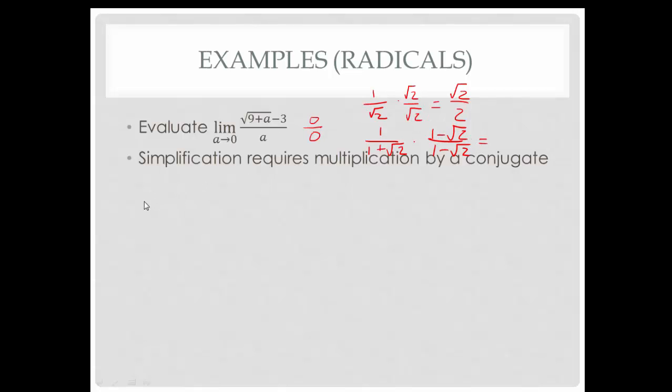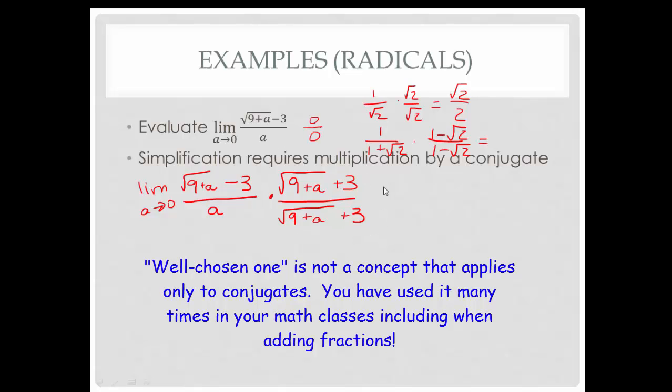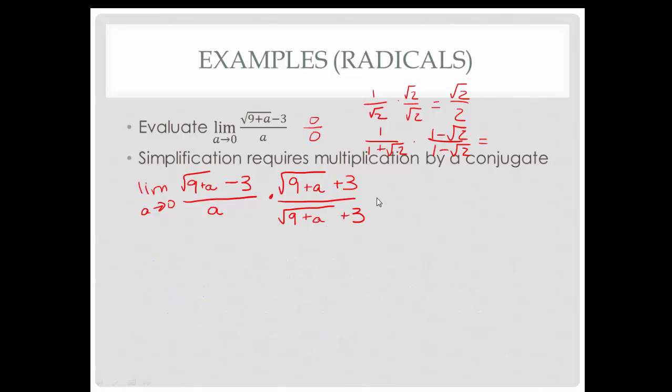Same deal. We are going to take the limit as a approaches 0 of the square root of 9 plus a, minus 3, over a, and we're going to multiply it by its conjugate, which is the square root of 9 plus a, plus 3, top and bottom. This is what we call multiplication by a well-chosen 1, meaning I just multiplied by 1. It's the same in the numerator and denominator, so that's 1, but I chose how I wanted to write that 1 to make my life better. So I'm going to look at the limit as a approaches 0, and I'm going to do some multiplication.